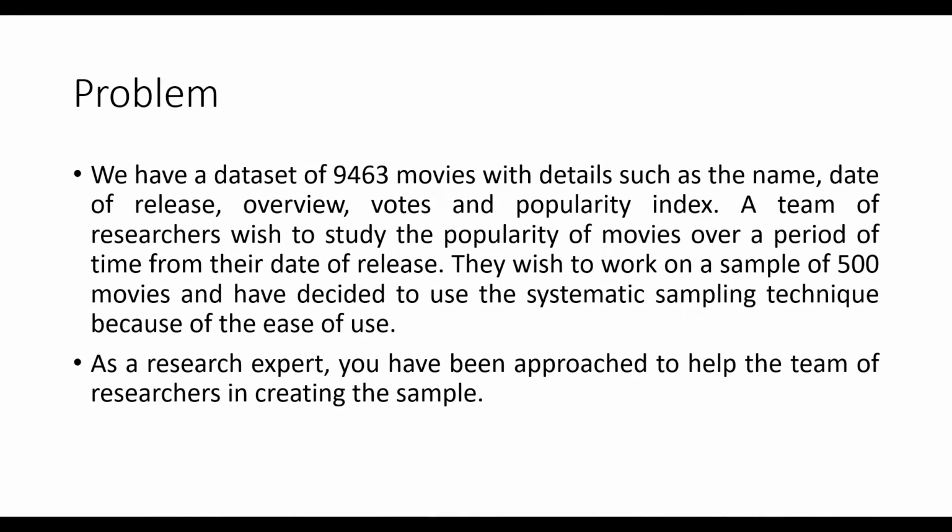I have a problem right now which I would like to discuss and demonstrate. We have a data set of 9,463 movies. In that data set, I have various other details about those movies, like name, release date, overview, votes, the popularity index, and so on. Now a team of researchers wish to study the popularity of movies over a period of time from their release date. They wish to work on a sample of 500 movies only, and they have decided to use the systematic sampling technique because probably of the ease of use.